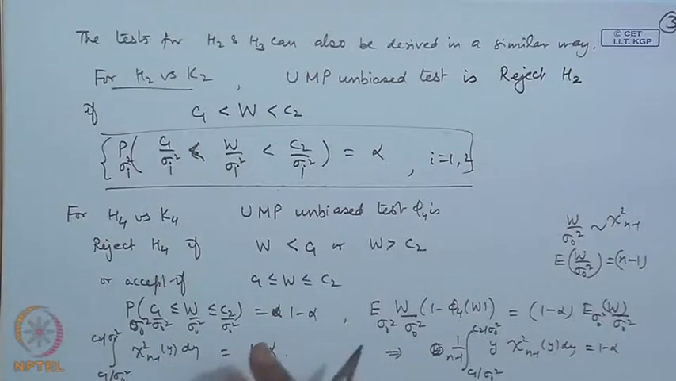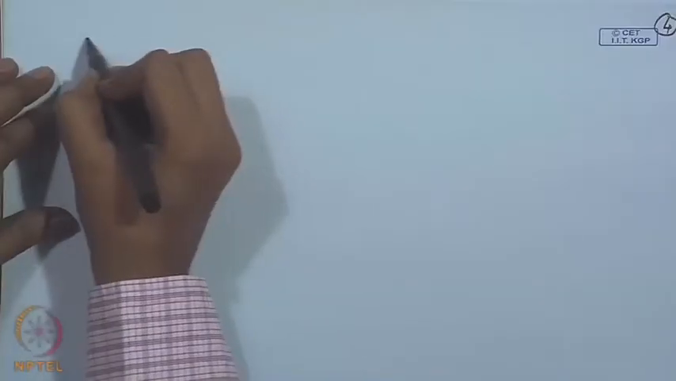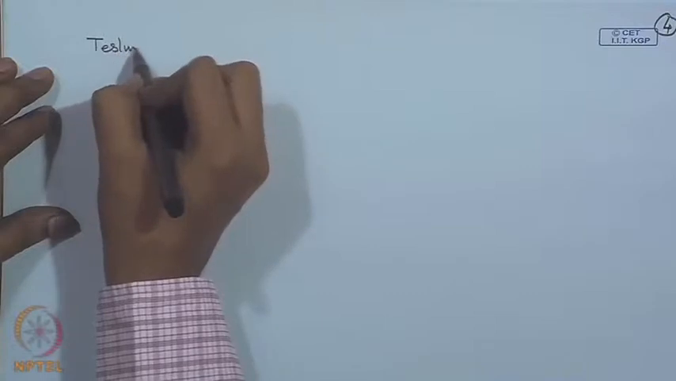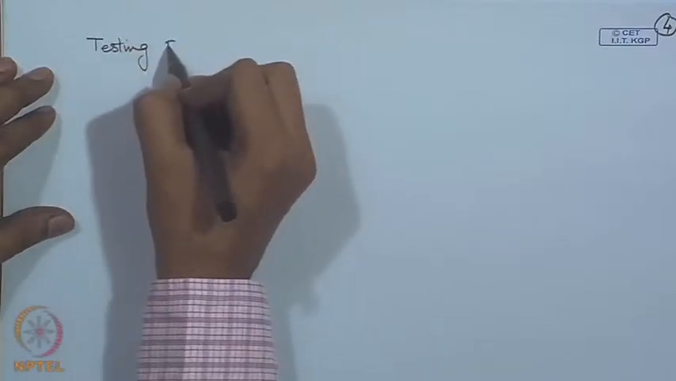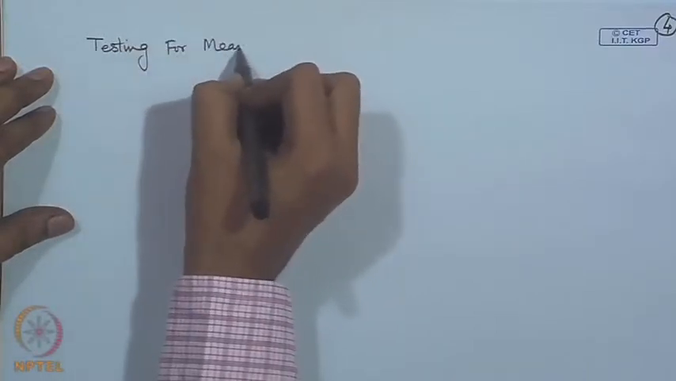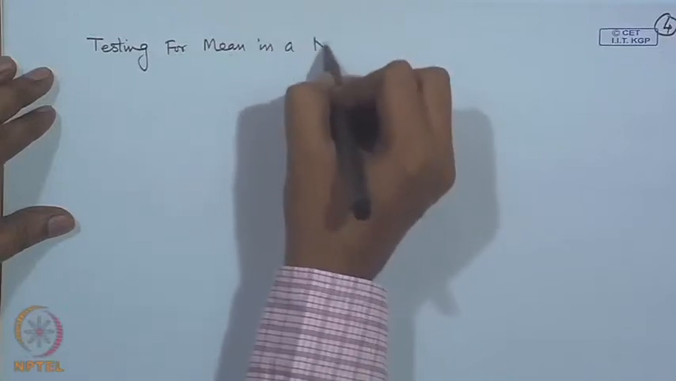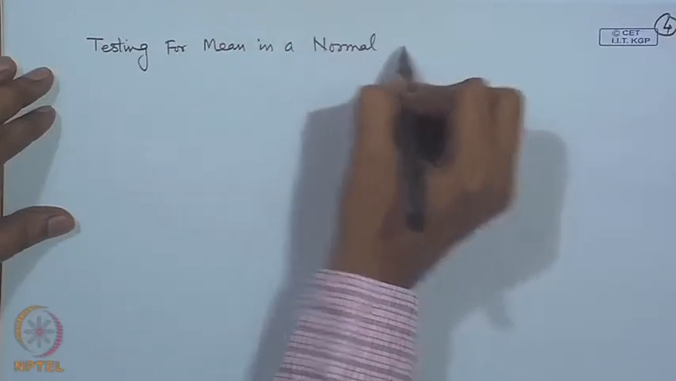I have demonstrated here that we can apply theorem 3, that means, we can suitably define the function W such that we are getting the UMP unbiased test for the variance testing. Let us also consider now the testing for the mean. Testing for mean in a normal population.